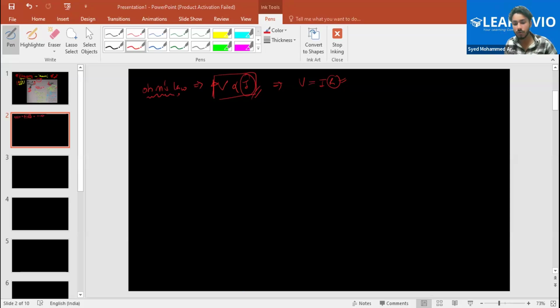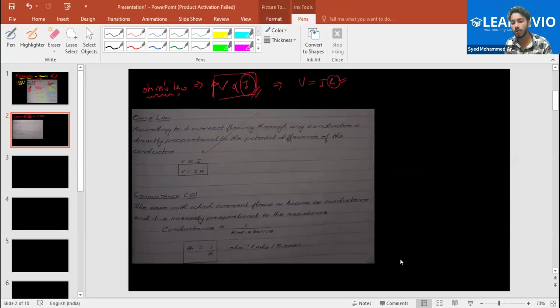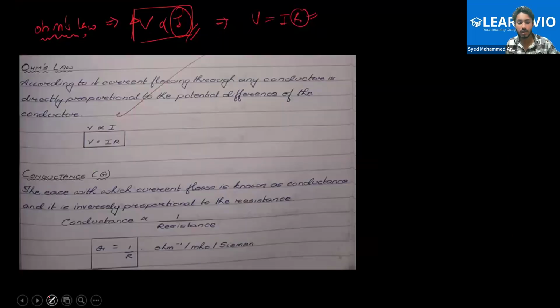So the first thing that I have told you is Ohm's law. From Ohm's law I can explain all the properties of conduction related to electrolytes. We all know that the current flowing through a conductor is directly proportional to the potential difference across the conductor. So V is directly proportional to I.